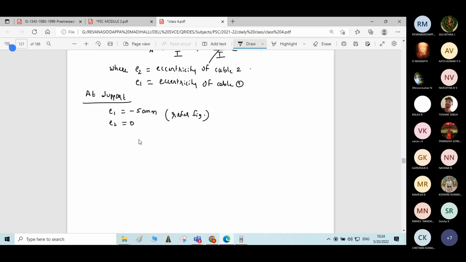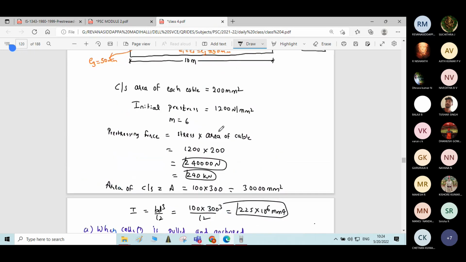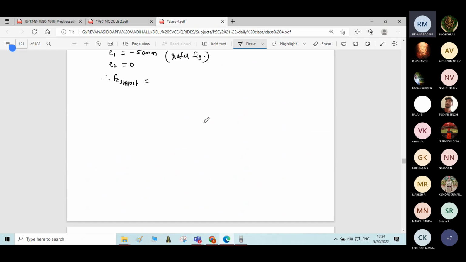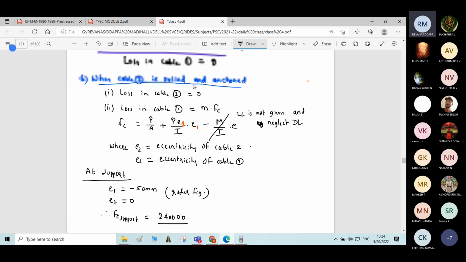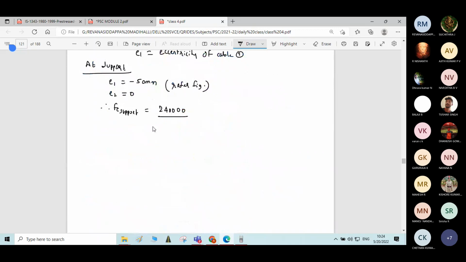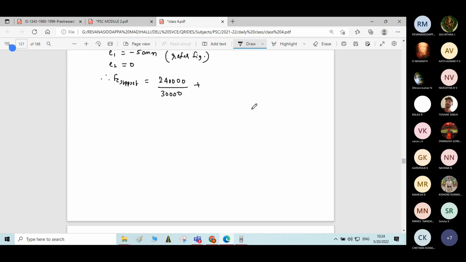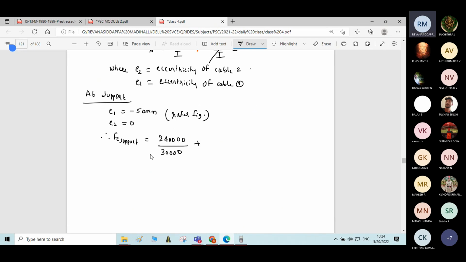Therefore, FC at support is equal to P by A plus PE by I into E. P, the resisting force we have calculated, is 240 kilonewton or 240,000 Newton, divided by the cross-sectional area A, which we have also calculated as 30,000. PE is 240,000 into E.